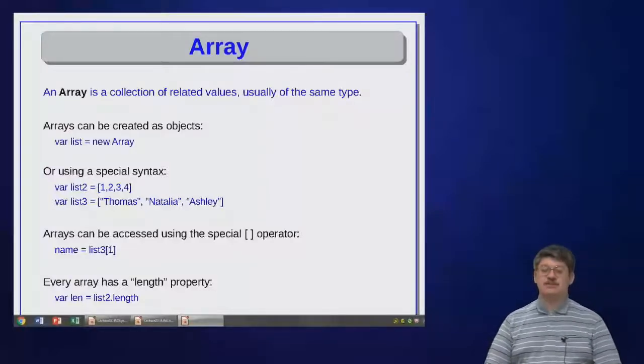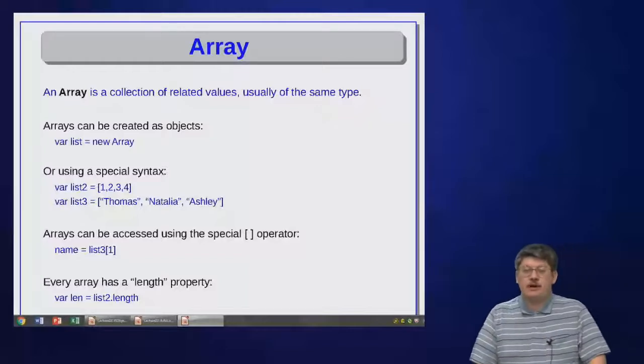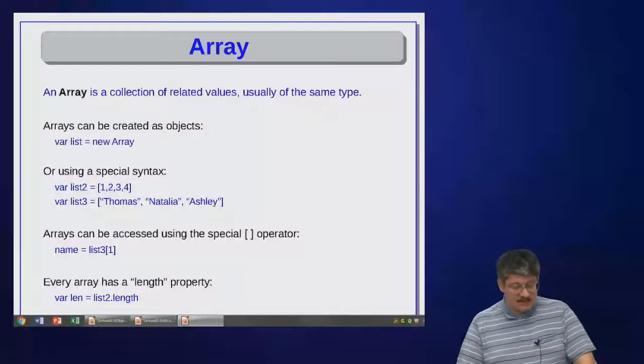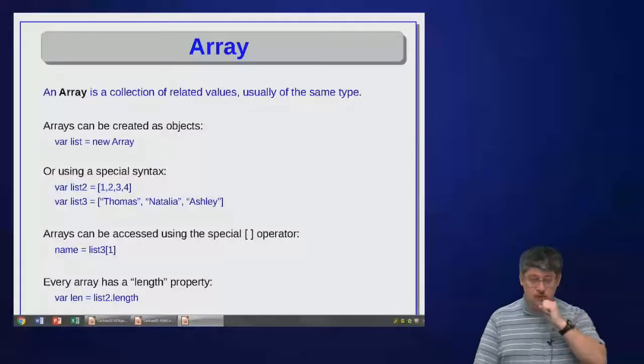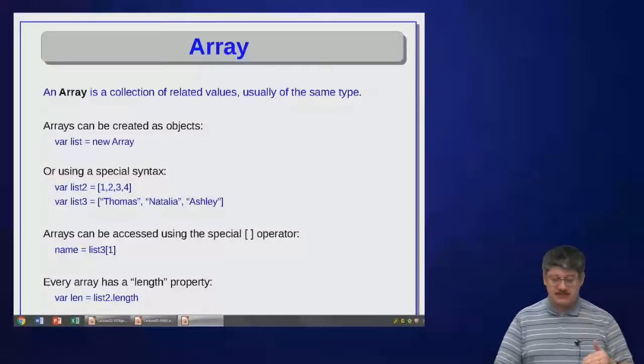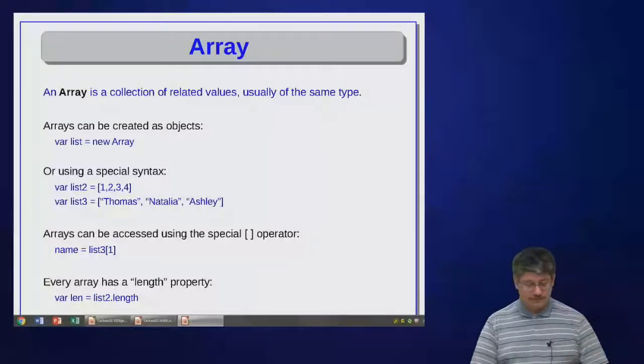Arrays can be accessed using the array bracket operator. JavaScript provides certain kinds of operator overloading, sort of like C++ does. This is another way it's different from Java. Arrays can be accessed using the special square bracket operator. So I can say name = list3[1], and that would give me Natalia. Again, we count from 0, so Thomas is in position 0, Natalia is in position 1.